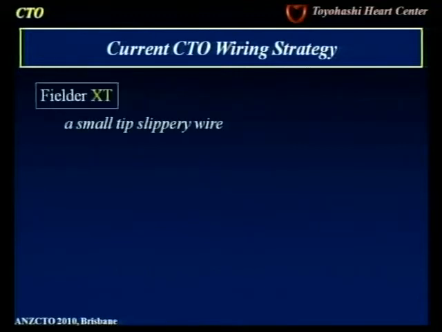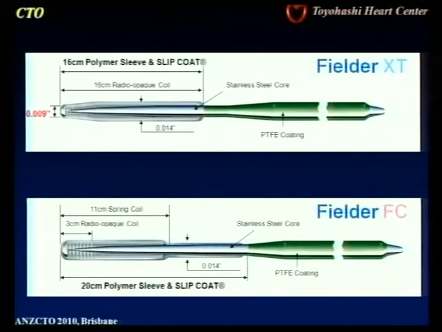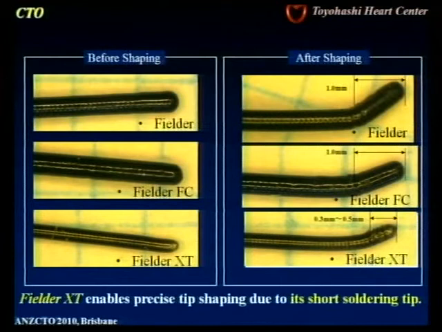And now we always start by attacking the CTO in the Antegrade manner with a small tip slippery wire like Fielder XT, like a sliding technique into the microchannel. So historically, there is an invisible microchannel, a very, very small channel, so we cannot get in with a 14 wire. Only a small tip wire can go in. And the Fielder XT has a very small tip, and you can make a very, very short tip on the Fielder XT.